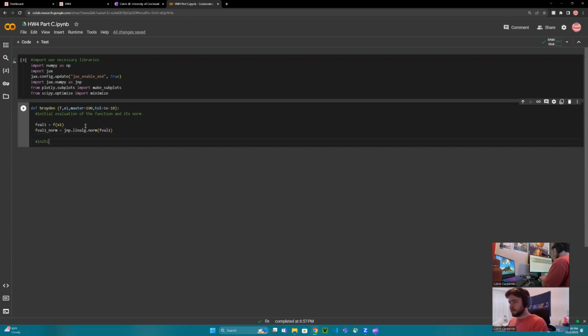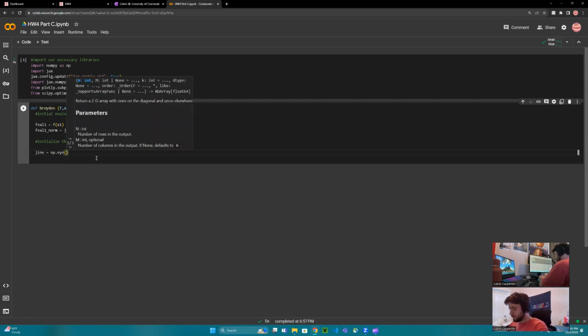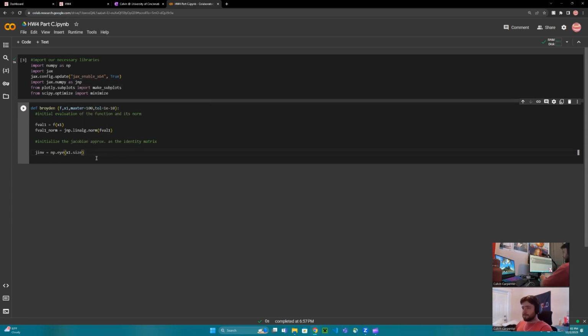So next we're going to initialize the Jacobian approximation, identity matrix, JINV, x1 dot size. Okay.